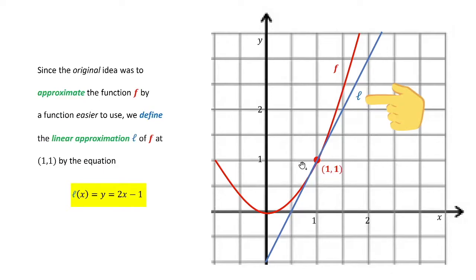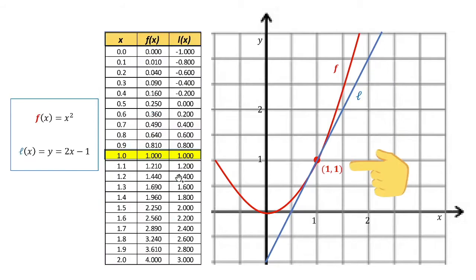But you can see around this point, 1, 1, it's pretty good. Now I'm just plotting values here, just to make my point. These are the values, so for the x values between 0 and 2, I plotted the value of the function, and I plotted the values for the linear approximation. And okay, they both go through 1, 1, right? When x is 1, y is 1. And you can see it's not too bad.